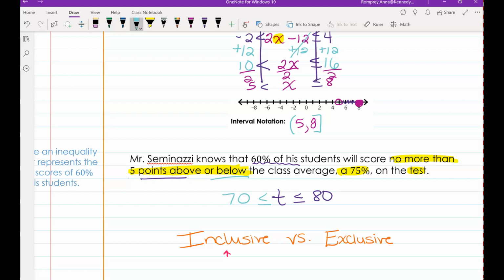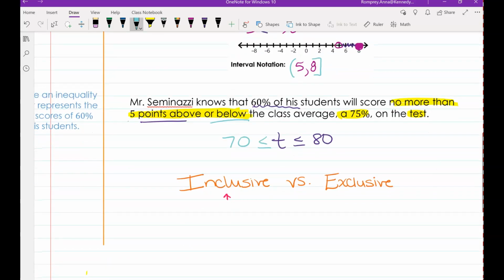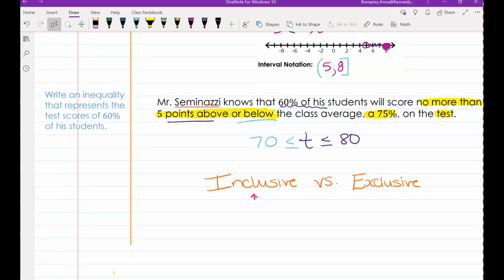Is that included? I wrote equal to, but I want to make sure. So no more than 5 points above. So can they get the 5 points above? No more than 5. But yeah, they can get the 5. Okay, so it's going to be equal to. And then, or 5 points below. So again, no more than. So it can be that number. So same thing, less than or equal to, it can be that number. Okay, cool. So the test scores are between 70 and 80. That's all it wanted us to do, just set up an inequality that represents the 60% of his students.